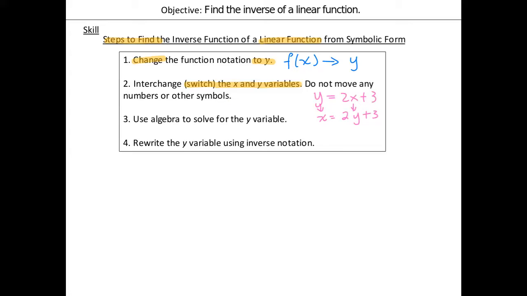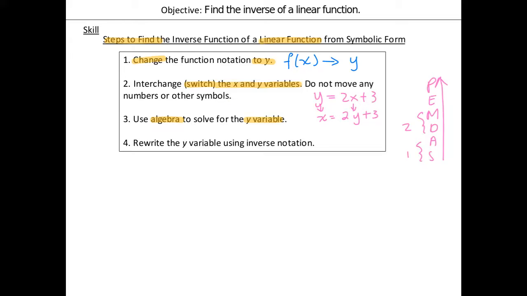And then in step 3, we're going to use algebra to solve for the y variable. And for that, I like to use PEMDAS in reverse. You can think of it as PEMDAS, Please Excuse My Dear Aunt Sally, in reverse. So first you get rid of any addition or subtraction. Then you get rid of any multiplication and division. Then you get rid of exponents and parentheses as you're solving. But we're doing PEMDAS in reverse, okay?